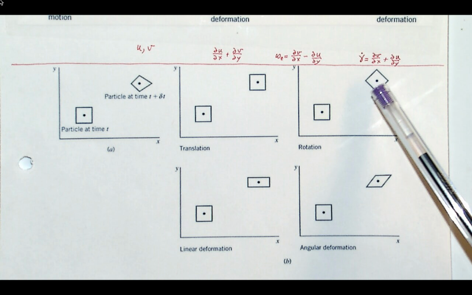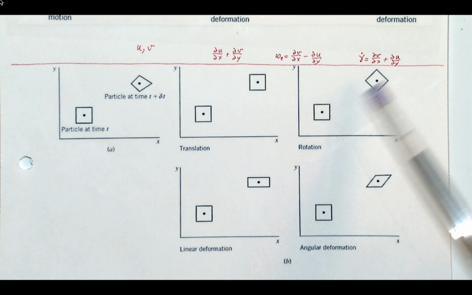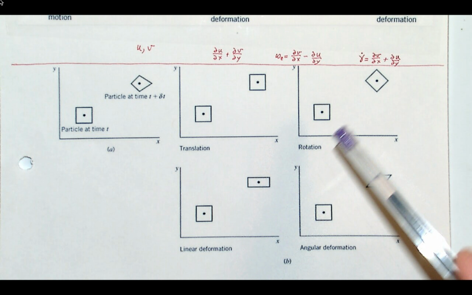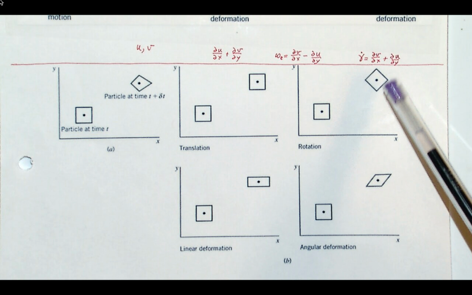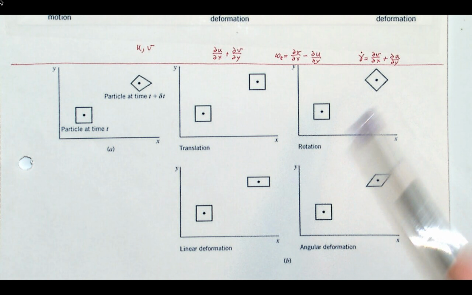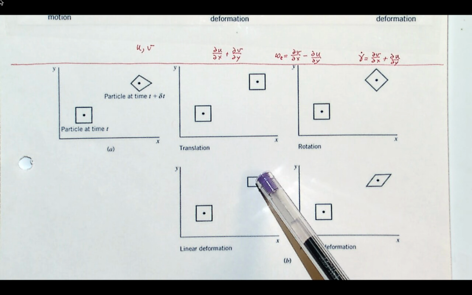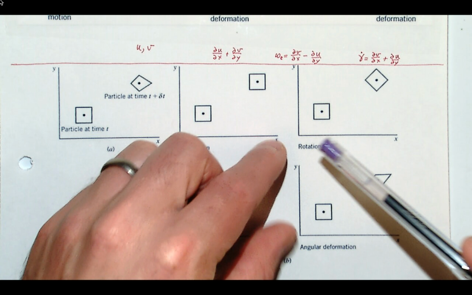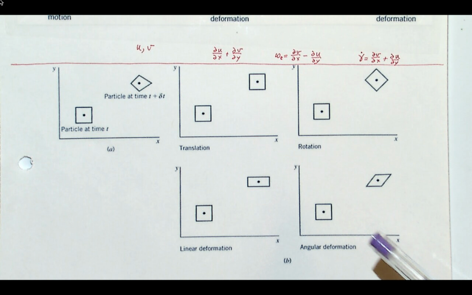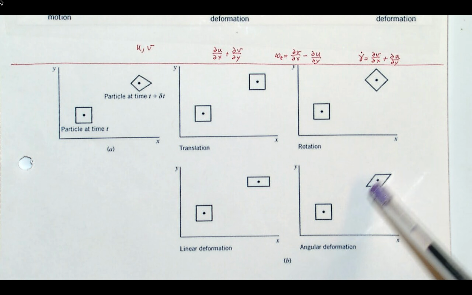So see, this is why I don't like it, because rotation alone doesn't translate, just the translation does. But maybe they're saying once we've translated it, then it also rotates. All right, so rotation gets a new orientation. Linear deformation, it can shrink in this direction, it's expanding in the other direction. That's all linear deformation. And angular deformation gets that shearing look to it.